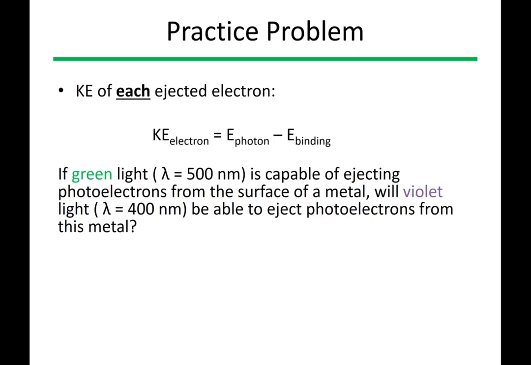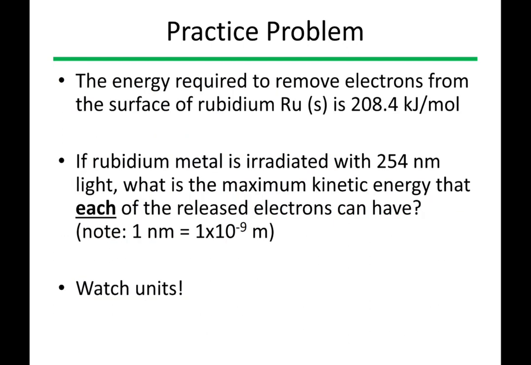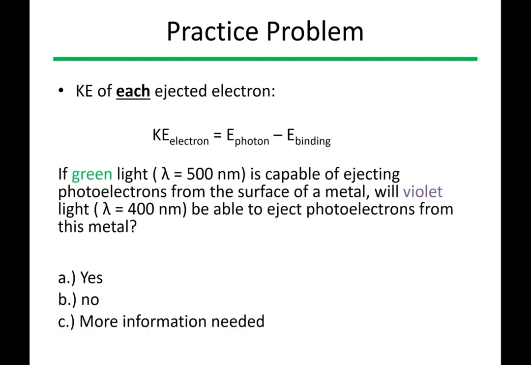So let's try and practice this. For example, if we have a green light that's capable of the photoelectric effect from the surface of a metal, we can ask, will a violet light be able to eject photoelectrons from the same metal? And the answer to this is yes, it will. Violet light with a shorter wavelength is going to be a higher energy. And so if green light can eject a photoelectron, violet light should be able to as well.